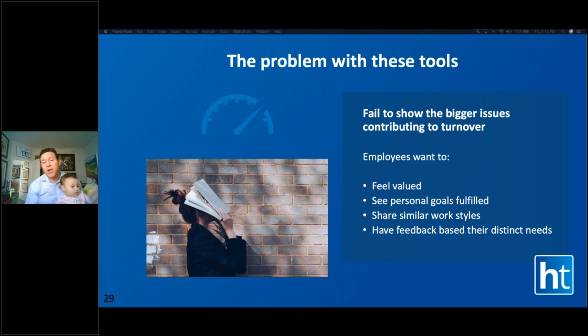These tools, as we mentioned, fail to show the bigger issues contributing to turnover. Employees want to feel valued. They want to see personal goals fulfilled. They want to share similar work styles when they do work, and they want to have feedback based on their specific needs. Next.